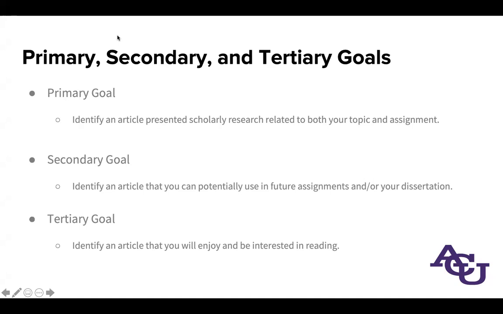Primary is you want to identify scholarly research that's related to your topic and assignment. The secondary goal, not essential, but very helpful, is if you can identify something that will be potentially useful for you in future assignments, like your dissertation or doctoral project. Tertiary goal, meaning this isn't the priority, but it's nice when it's there, is if you can identify an article that you will enjoy and be interested in reading. So note that that's not the main thing, so it may be dry, but if it does what you need, it's good.